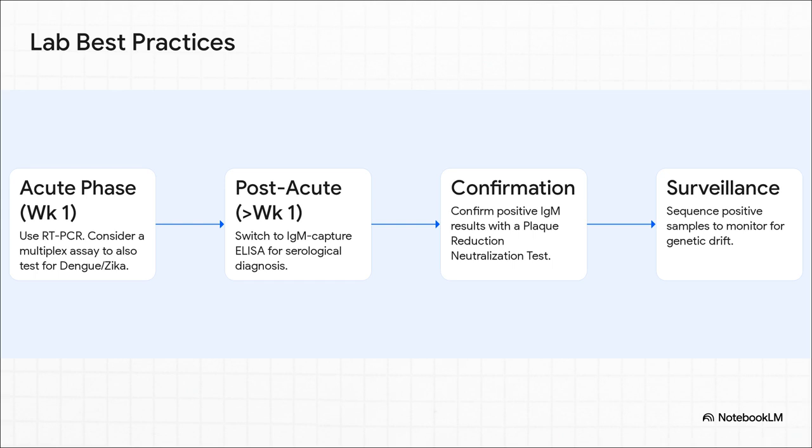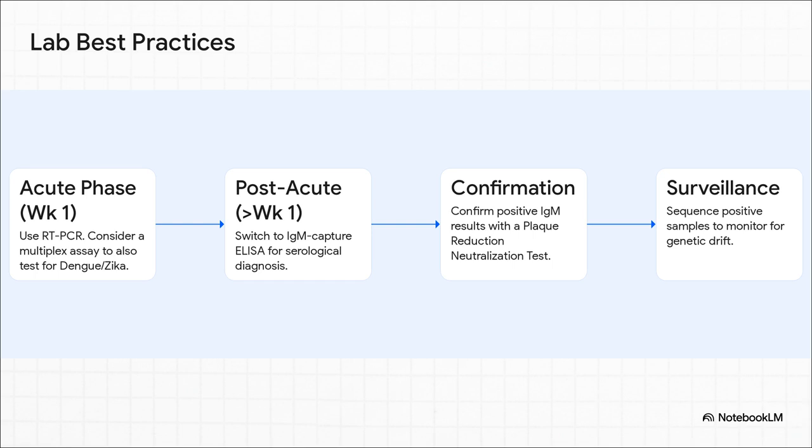And remember, because you can get cross-reactivity with other alphaviruses, any positive IgM should ideally be confirmed with the gold standard, a plaque reduction neutralization test. Now, we rarely use viral culture for primary diagnosis, but it's still vital for research. The virus grows really well in cell lines like Vero and C6/36, and you see clear cytopathic effects.